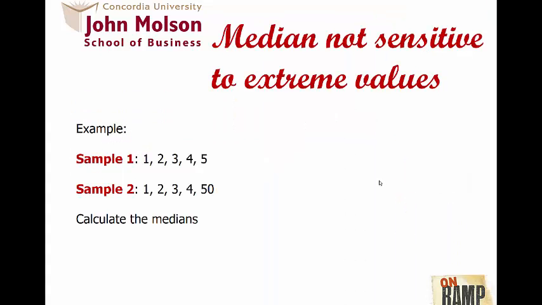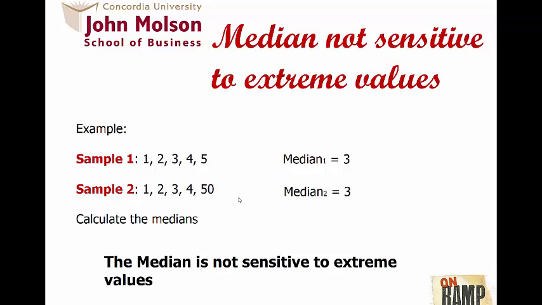The median is not sensitive to extreme values like the mean was. So let us take my first sample. What's the median? It's already in increasing order, so the median is the third observation. Similarly, on this one, it is still the third observation, even if that last observation is 50 instead of 5. Even if it was 5 million instead of 5, the median will be the same. We conclude that the median is not sensitive to extreme values, which is good.